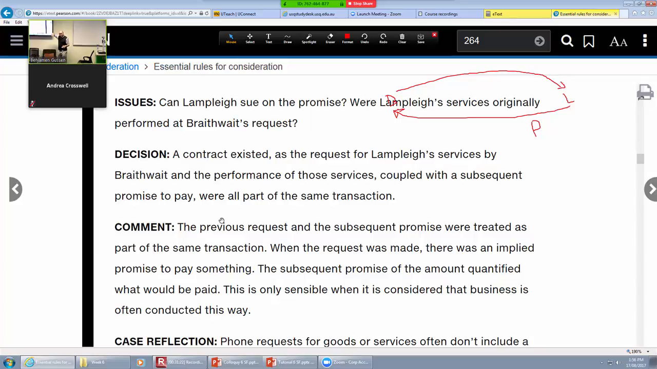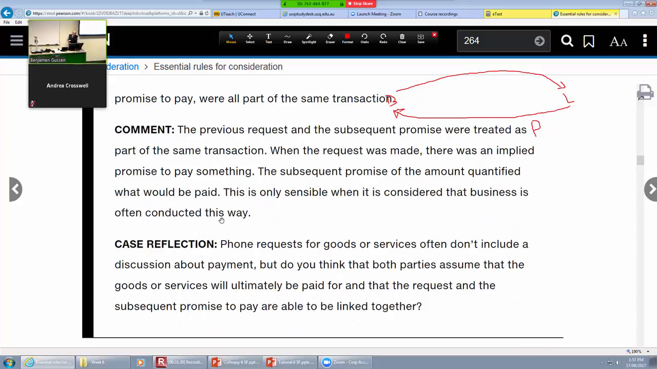And the promise came after the pardon, after the performance. Where's the difference? Here's the difference. It said the previous, this is what I call the sandwich type of cases. The previous request, what's the previous request? Braithwaite's first request was what? Help, right? He wants help. Find me a pardon. Okay. That's the previous request. And the subsequent promise. What is the promise? I'll pay £100. Were treated as part of the same transaction. So that's what we call the sandwich.